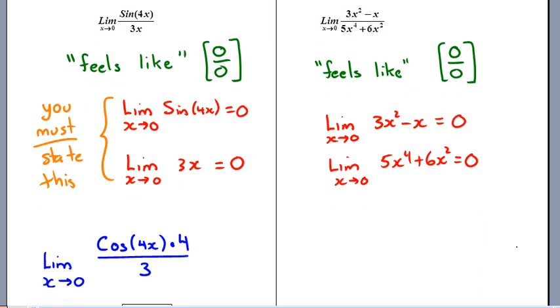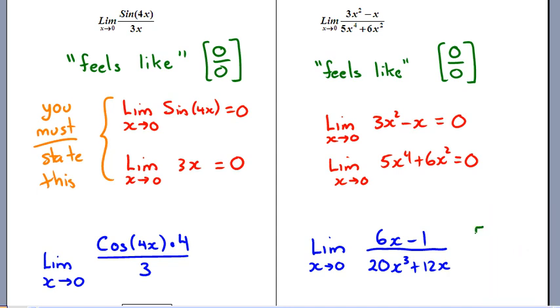So we're going to do the same limit. X is going to approach that same value, happens to be 0. Won't always be 0, but that one's 0. And then we do a derivative of the top and a derivative of the bottom. And so the top would be 6x minus 1, and the bottom would be 20x cubed plus 12x.